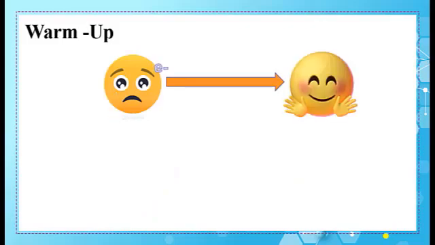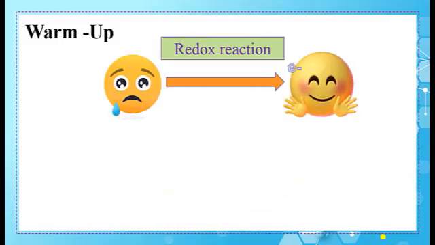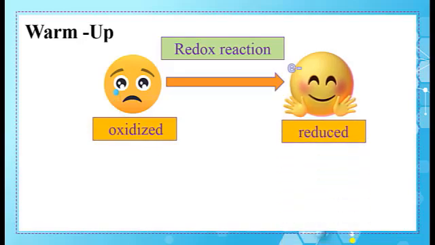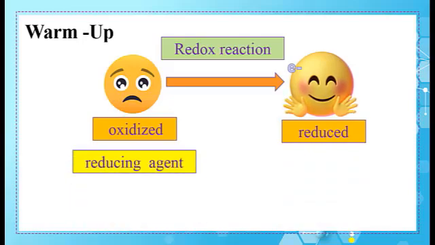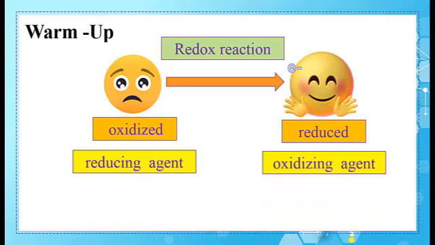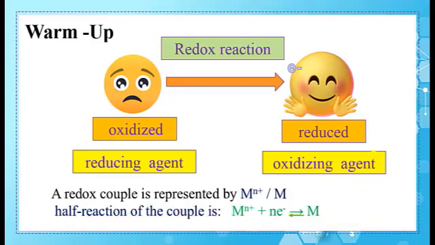We have seen before that during a redox reaction, electrons move from one species to another. The species that loses electrons is said to be oxidized, while the species that gains the electrons is said to be reduced. The species that is oxidized or that undergoes oxidation is called the reducing agent, and the species that is reduced or undergoes reduction is called the oxidizing agent.